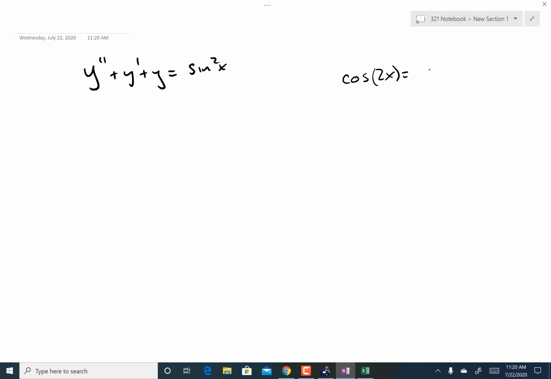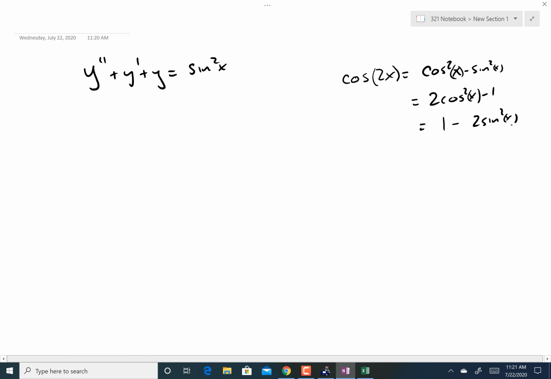The cosine of 2x, perhaps you've seen this, is cosine squared minus sine squared, which is not helpful at all, Jay. Thank you, I know. It's also equal to 2 cosine squared minus 1. Again, not helpful. It's also equal to 1 minus 2 sine squared.